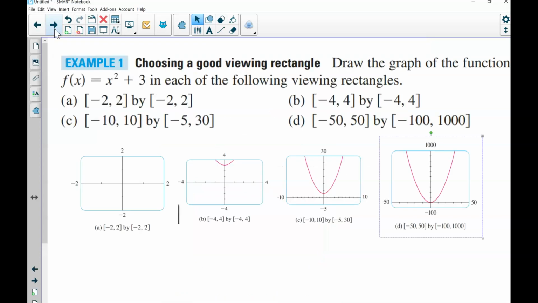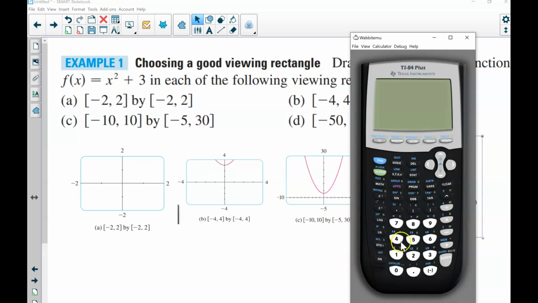Okay, now let's take a look at this example. Now the graphs are already inputted there, but I'm going to show you on the graphing calculator what you're going to have to do here. So what we want to do is choose a good viewing rectangle. We want to draw the graph of the function, which is f of x equals x squared plus 3, in each of the following viewing rectangles. So I'm going to go ahead and pull up my graphing calculator.